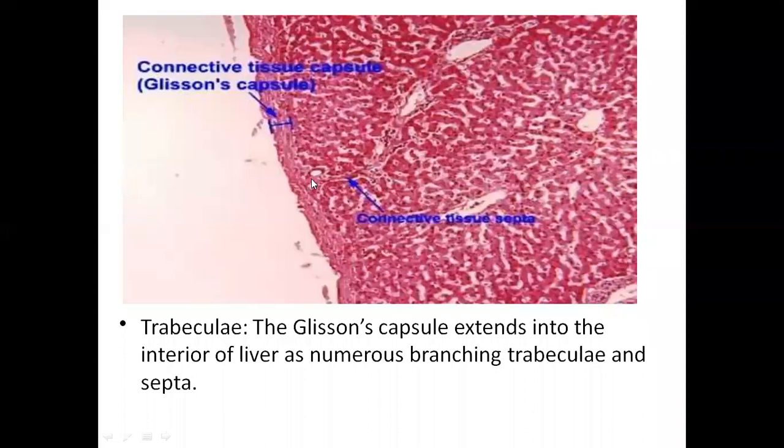extends into the interior of the liver as numerous branching trabeculae or connective tissue septa. So these connective tissue septa or trabeculae are the second part of the stroma of the liver. This is the capsule which sends septa inside; these are the hepatic lobules or liver lobules.